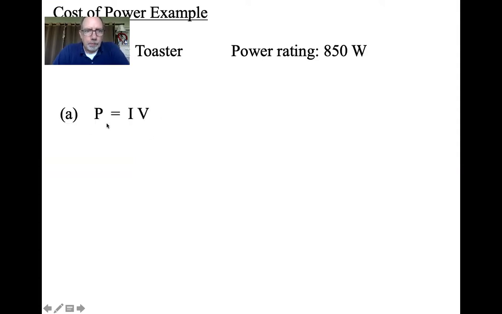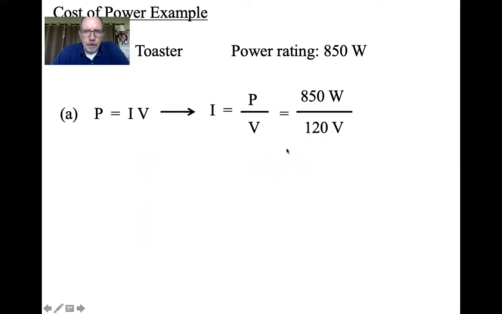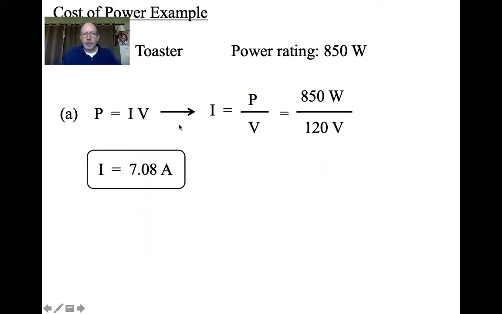So anyway, P is equal to I times V. I'm going to solve this. Remember, we wanted to find the current that is drawn by the toaster. So I'm going to solve this equation for current. I is equal to P divided by V. Divide each side of this by V. 850 over 120. And my calculator said 7.08 amps. So while that toaster is in operation, it's drawing 7.08 amps of current.